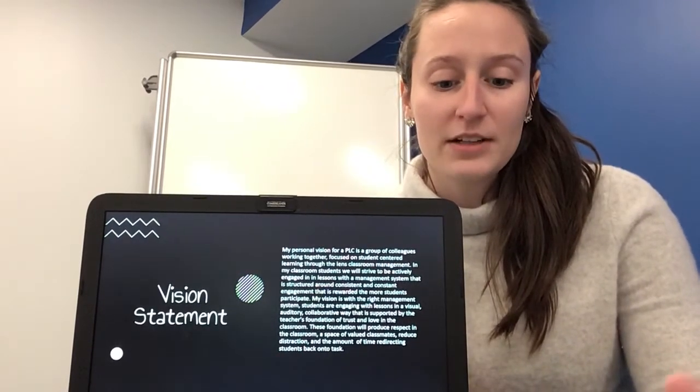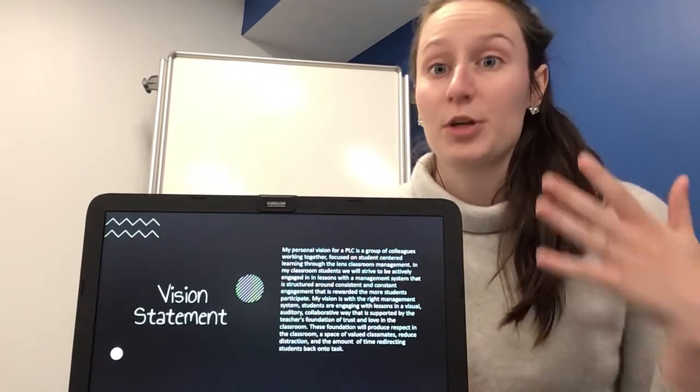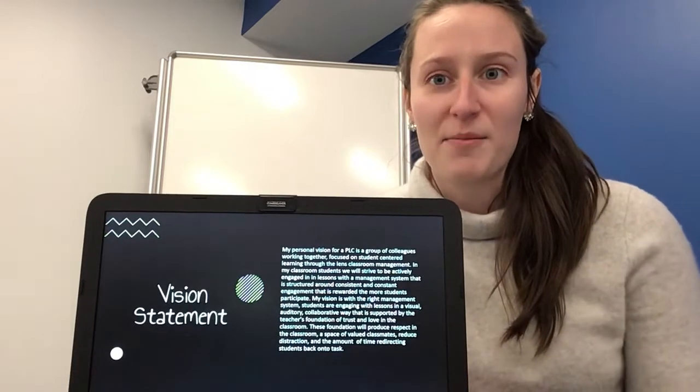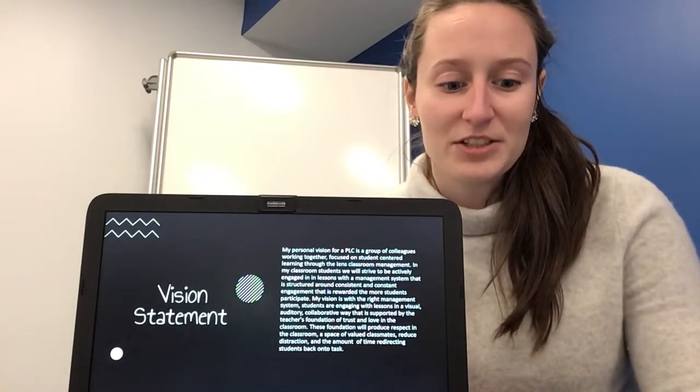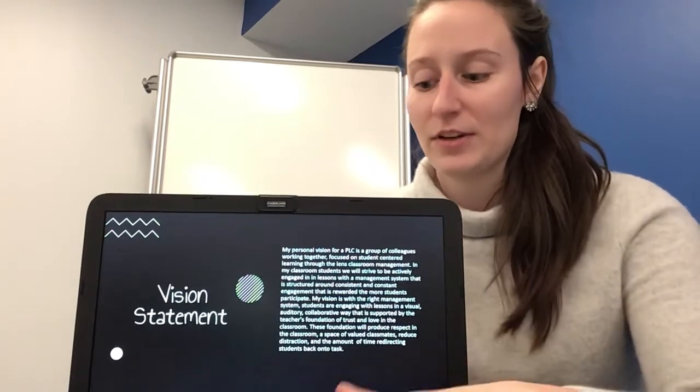This foundation will help produce more respect in the classroom, respect for you as the teacher, and then respect for other students and peers in the classroom. This will help reduce that redirecting and that repeating yourself in the classroom.